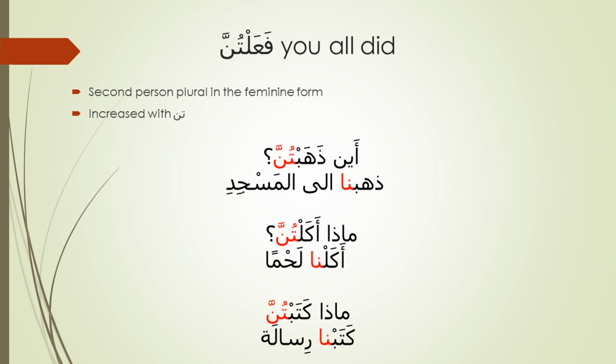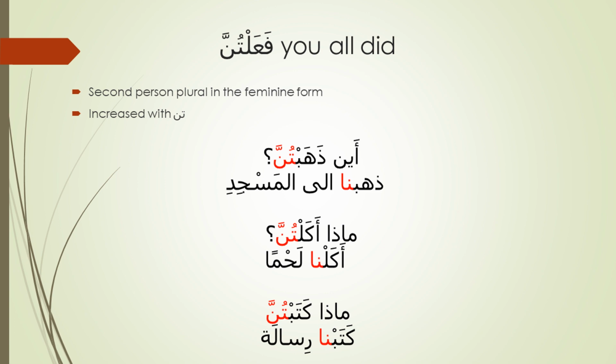Fa'altunna. You all did. And the detached pronoun for tunna is antunna. Antunna muslimat. You say that. Antunna. And if it's attached, we'll say tunna. So we have fa'altunna. We have our root fa'ala increased by the ta and the nun. So for dhahaba, we say dhahabtunna. Aina dhahabtunna ya akhawat.